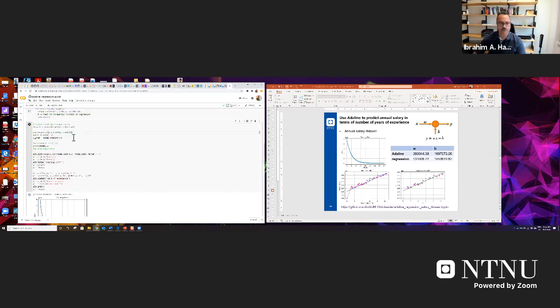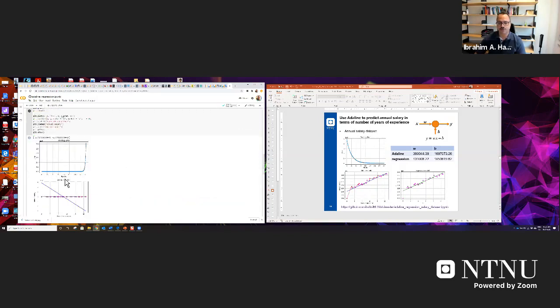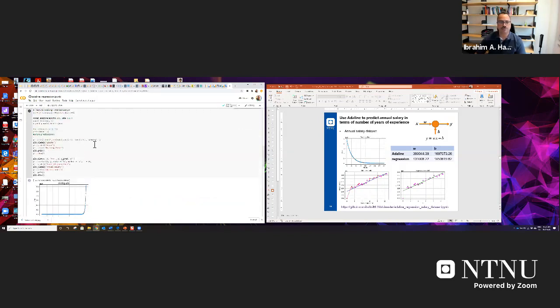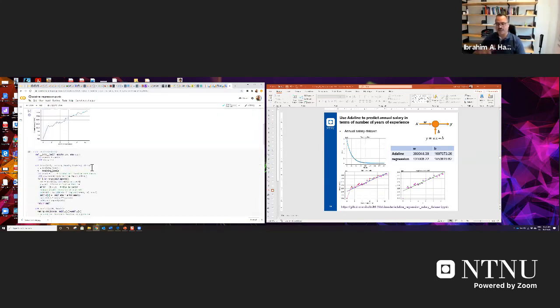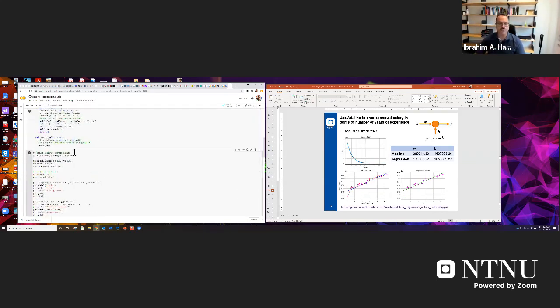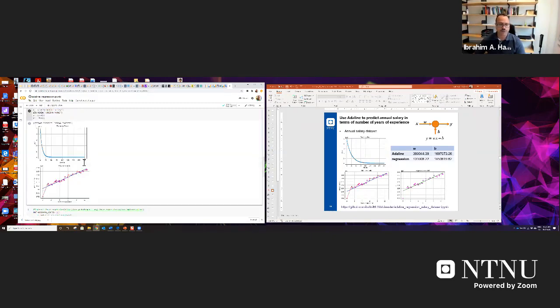Maybe it's 7. No, now it diverges, correct? Now we are oscillating. So this one is too much, and we need to reduce it. So now we are okay. We have good results here, right?